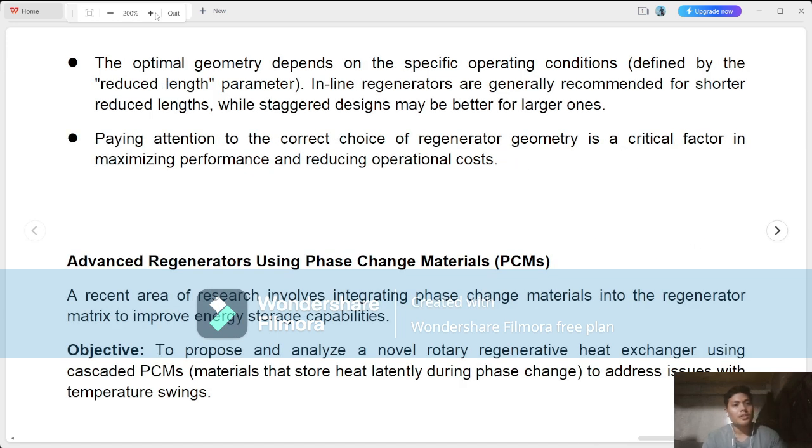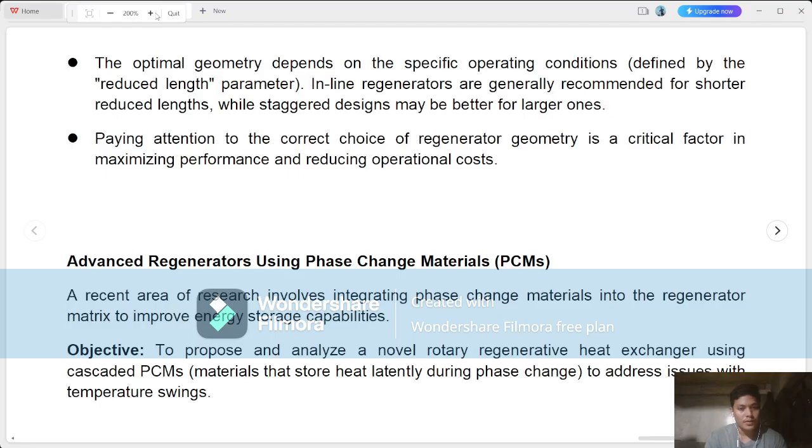The optimal geometry depends on the specific operating condition defined by the reduced length parameters. Inline regenerators are generally recommended for shorter lengths, while staggered designs may be better for larger ones. Paying attention to the correct choice of regenerator geometry is a critical factor in maximizing performance while reducing the original cost. Last is advanced regenerator using phase change material.